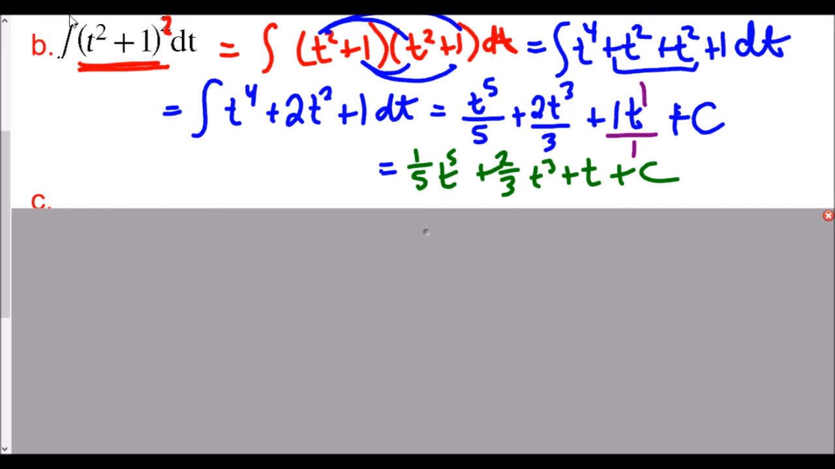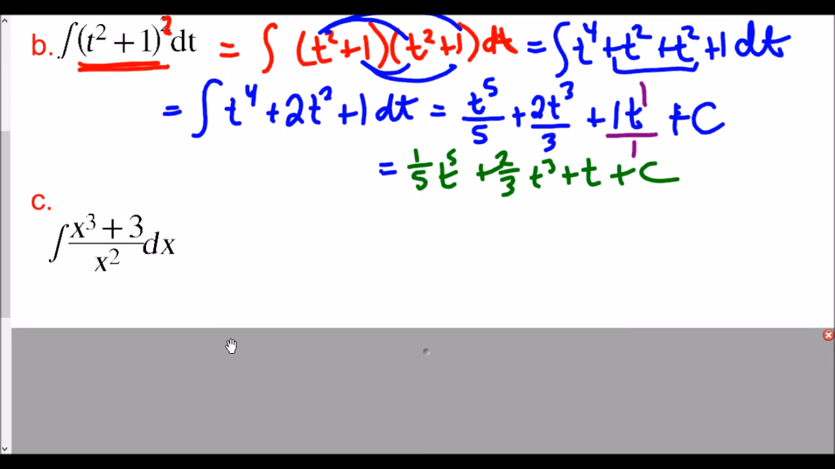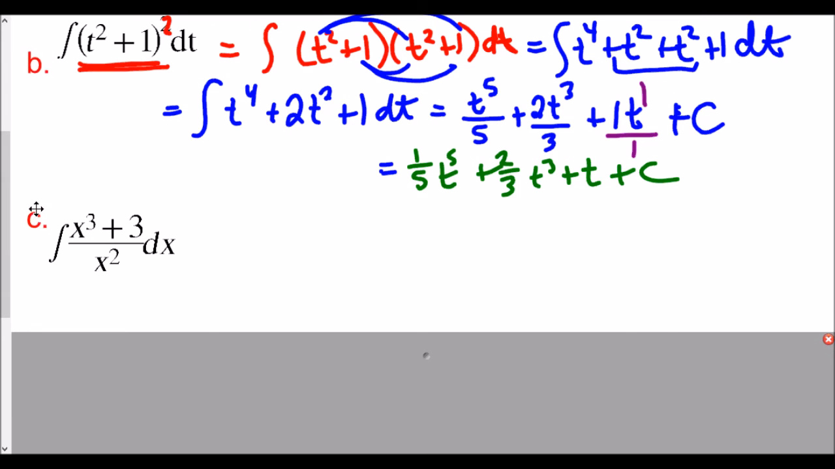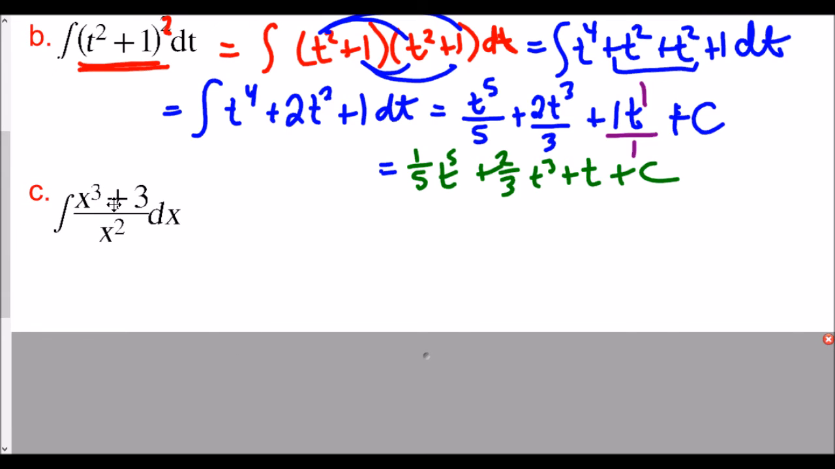Okay. So let's look at our next one. We did one like this in the last video. So this is a quotient, but we don't have a quotient rule. But we do have one term on the bottom. When we have one term on the bottom, we can just divide each one on top by that term and split it up. So when we split this up, we're not integrating, so we still need an integral.